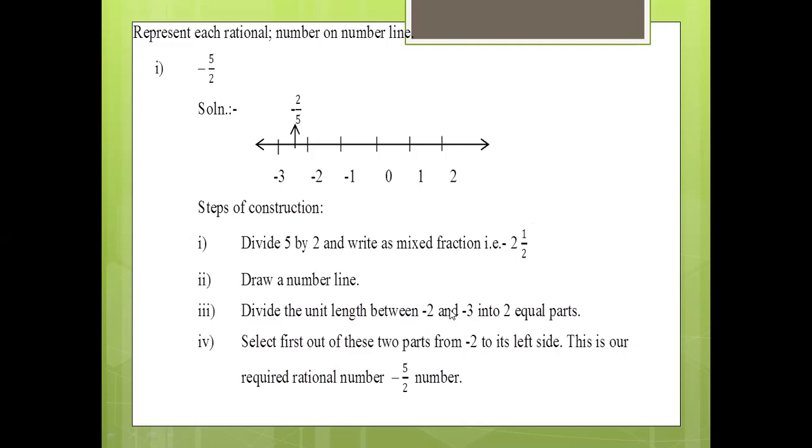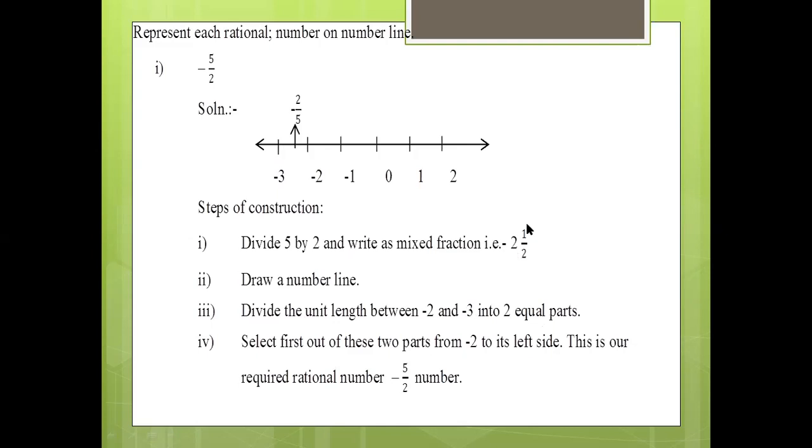We divide the unit length. Look, from 0 to 1, this length is called the unit length. From 1 to 2, unit length. From 0 to minus 1, unit length. From minus 1 to minus 2, unit length. From minus 2 to minus 3, unit length. So divide the unit length between minus 2 and minus 3 into two equal parts. How do you know into how many parts to divide it? You look at this mixed fraction. Minus 2 shows that after minus 2, on the left-hand side, you have to draw the number.